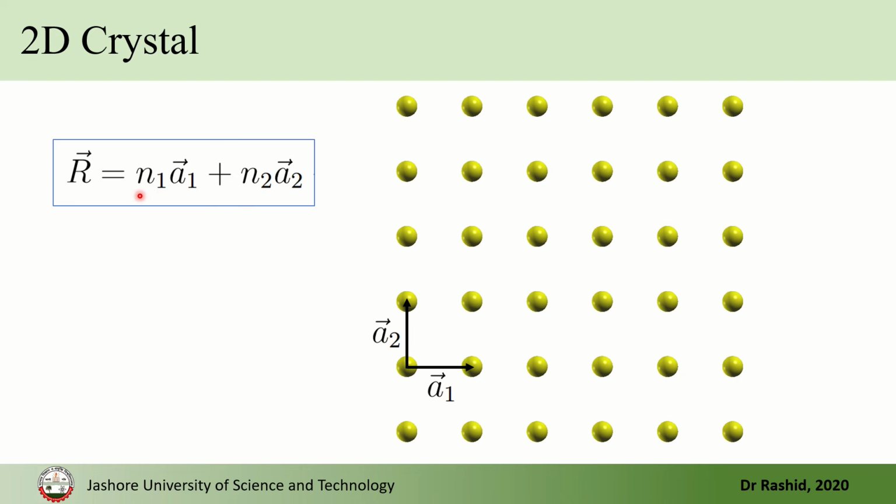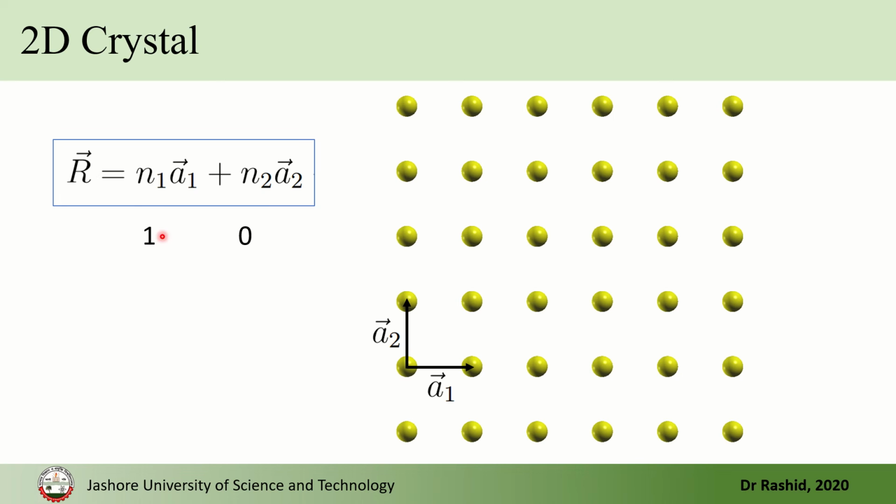Now, with a suitable choice of N1 and N2, from this point, I can go to any other point, that is, to any other atom. If I can do so, then this is a crystal. But if I cannot do so, then either this is not a crystal, or the way I define the vectors is not good enough to represent the structure. Now, let's see the examples.